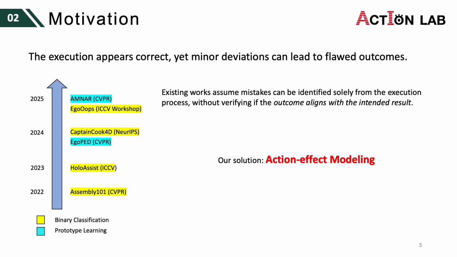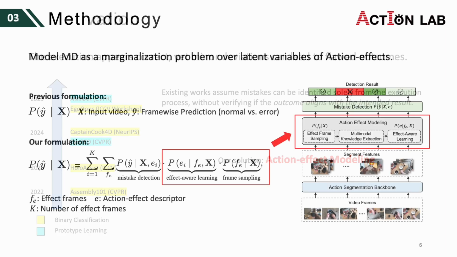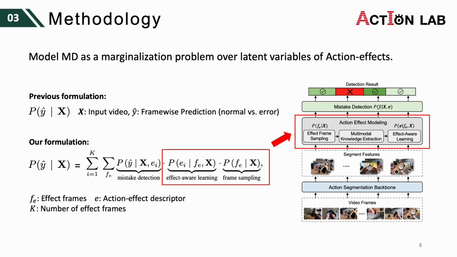Our solution is Action Effect Modeling, or AEM. The key idea is to explicitly model the effect of an action so the detector can reason about both execution and outcome. This gives the model access to cues like object state changes and spatial relations, which are often crucial for recognizing subtle mistakes.